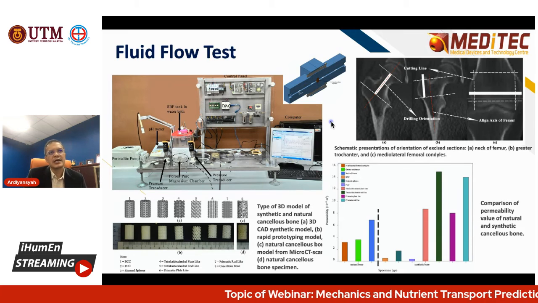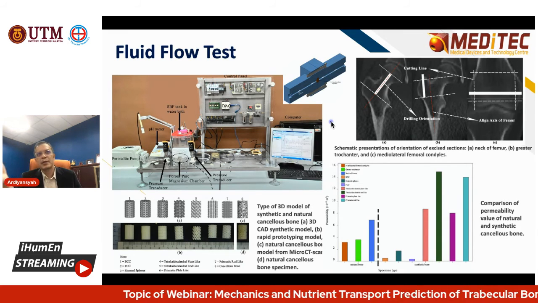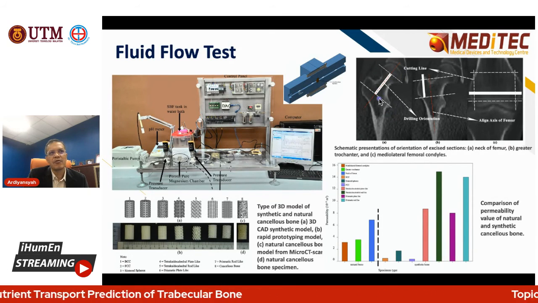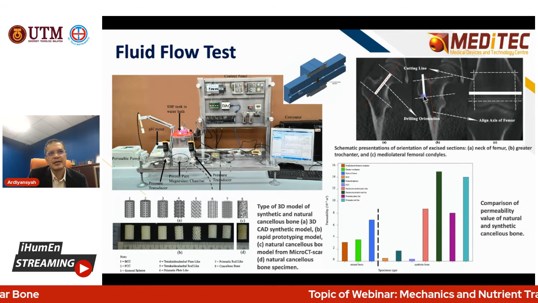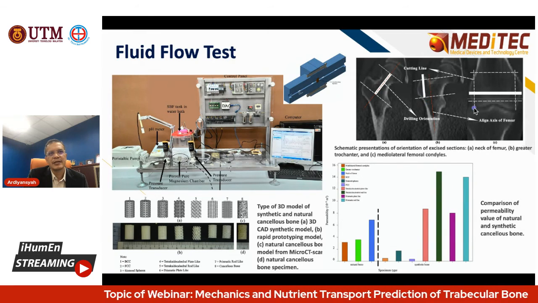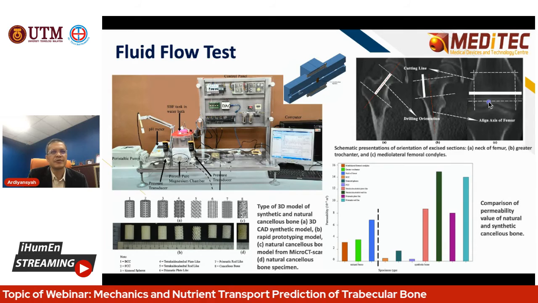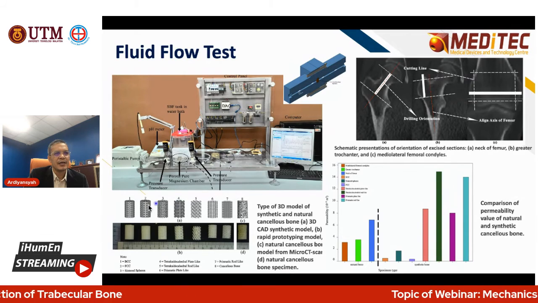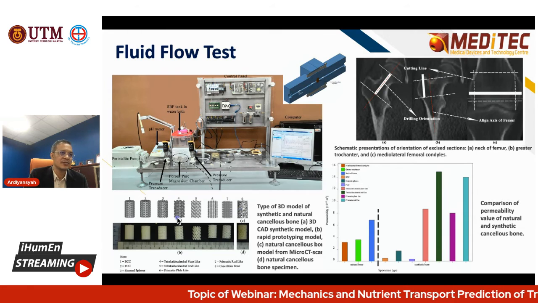Here we study multiple regions, and you can compare. Here is the neck, trabecular bone. Here is the trochanter, and this one is the mediolateral femoral condyle. After that we take the sample, then we compare. Here we also compare the natural cancellous bone with the synthetic cancellous bone.